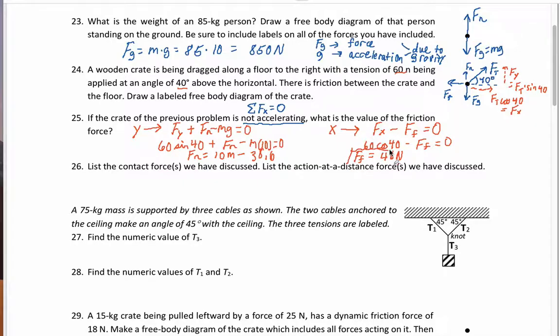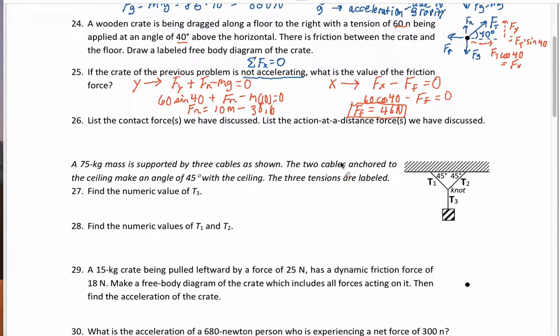And that's the answer we're going to get. All right, it says list the contact forces we have discussed and action under distance forces we have discussed. We haven't discussed this very much, but I'm going to give you a list of the forces that I mentioned very briefly. This is not on the AP, but it's good to have this list.